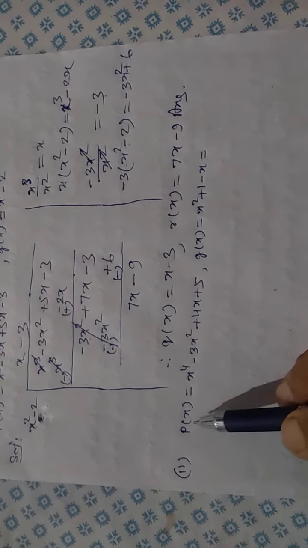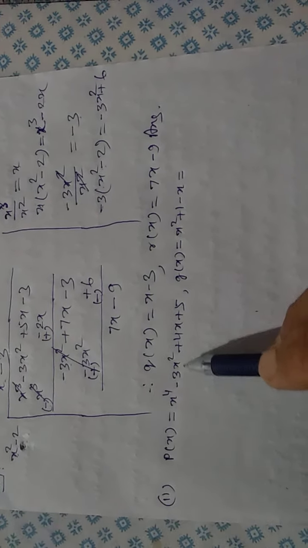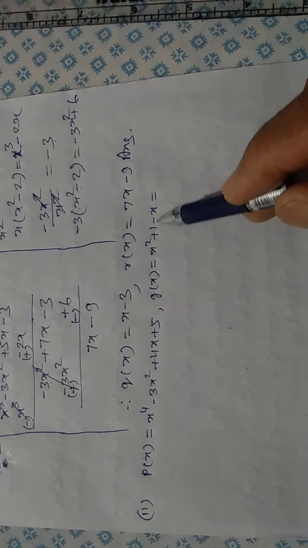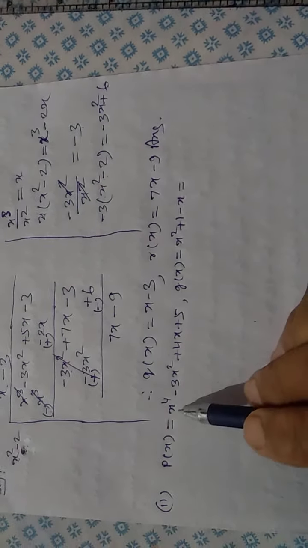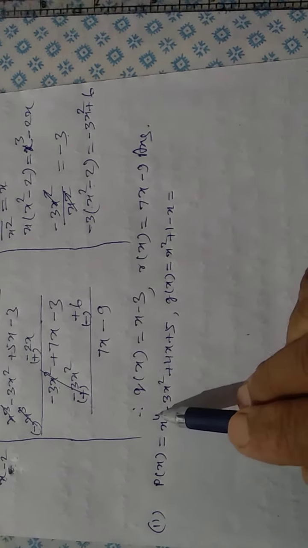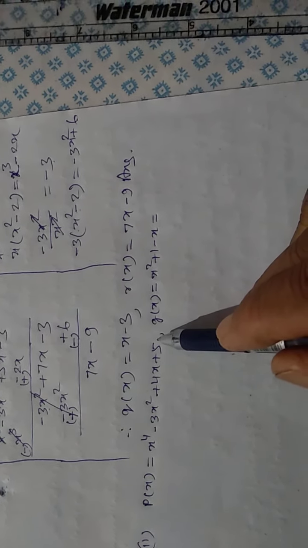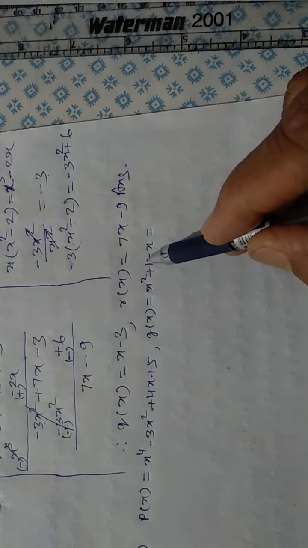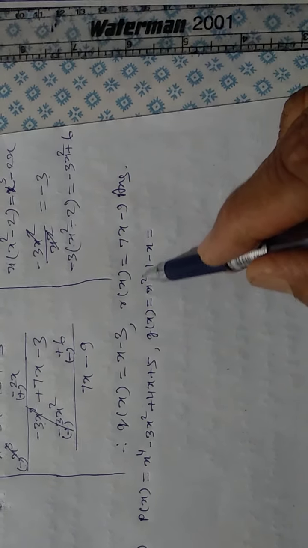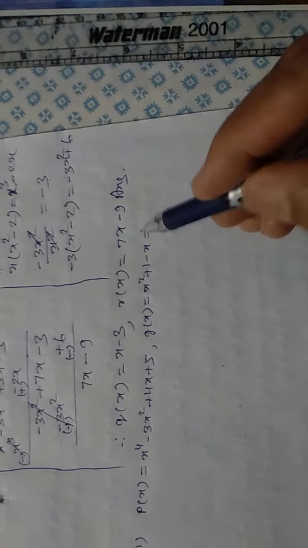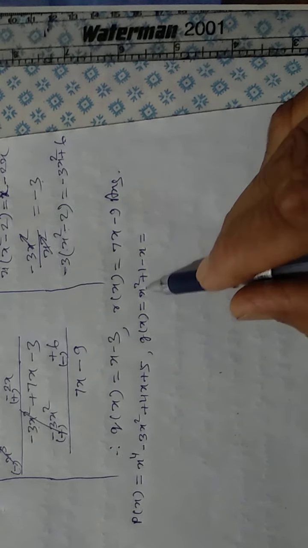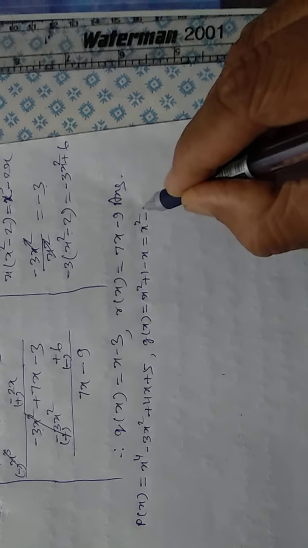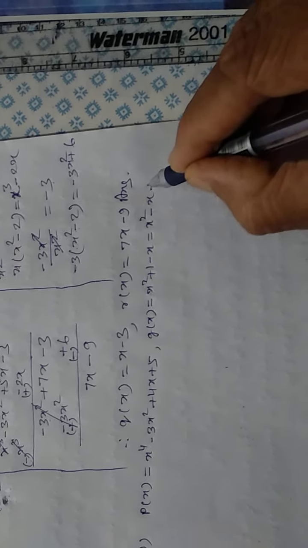Now second, p(x) equal to x power 4 minus 3x square plus 4x plus 5, and g(x) is equal to x square plus 1 minus x. This is not in standard form: power 4, power 2, power 1, and then power 0. Here x power 2, x power 1, and x power 0. That means after 2 there will be x to the power 1. That means you will rearrange this. This x square will remain as it is, then minus x, and after that plus 1.